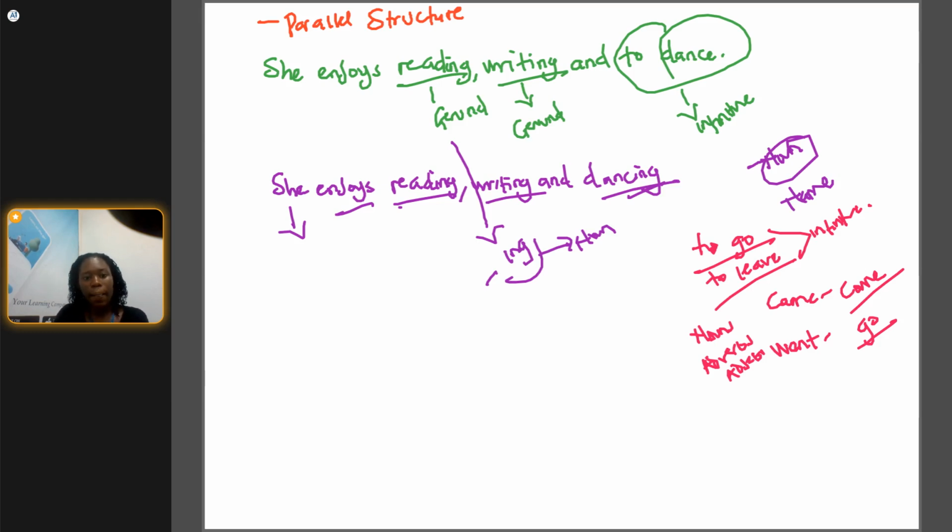That's what we mean by parallel structure. Then lastly for today, the last point we are looking at under grammar rules for sentence completion is use of conjunctions. When we talk about conjunctions, we already know that a conjunction is a part of speech and they help to link ideas properly.